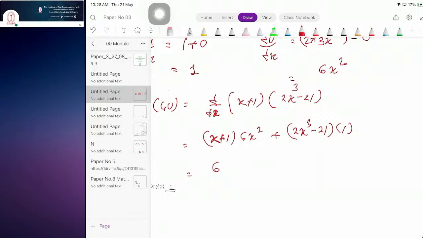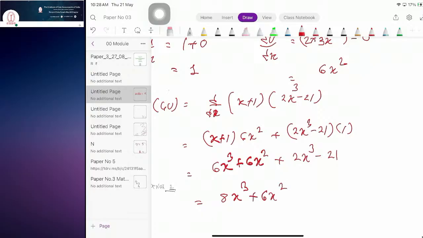Then we multiply 6x square into the bracket: 6x square times x is 6x cube, plus 6x square times 1. Now we multiply by 1 the bracket 2x cube minus 21. So the final answer is 8x cube plus 6x square minus 21. This will be the answer of your question.